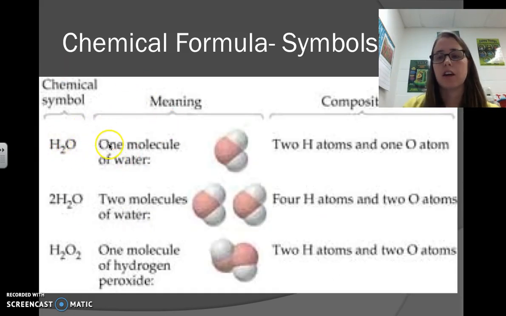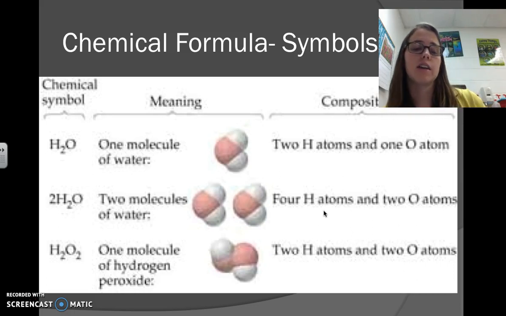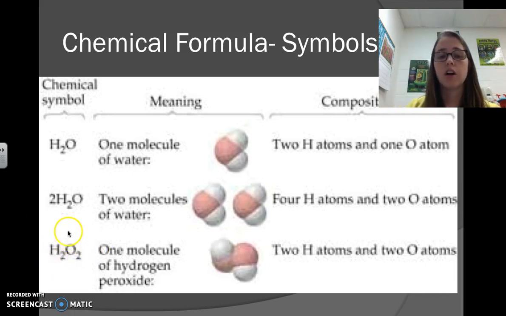When you're breaking it down, essentially you just look at what you're looking at. H2O, so we know there are 2 hydrogens and 1 oxygen. That also means 1 molecule of water: 2 hydrogen atoms, 1 oxygen atom, bonded together. When you have a coefficient, you have 2 molecules of water, a total of 4 hydrogen atoms and 2 oxygen atoms. Now in this last one, you're no longer actually in water. H2O2 is actually hydrogen peroxide: 2 hydrogen atoms and 2 oxygen atoms.